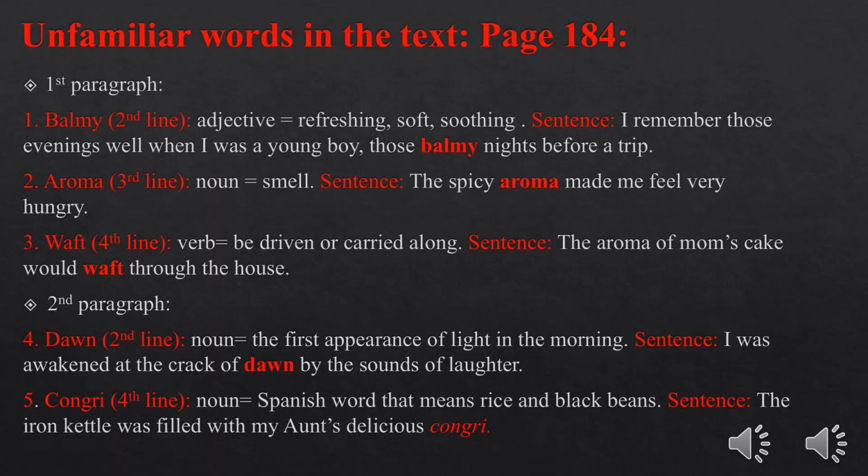As discussed previously, when you face an unfamiliar word, the easiest way to find out the meaning of this word is to use contextual clues. Let's see the unfamiliar words in the text, page 184. In the first paragraph, number 1, balmy. It's found in the second line, and it's an adjective. It means refreshing, soft, and soothing.